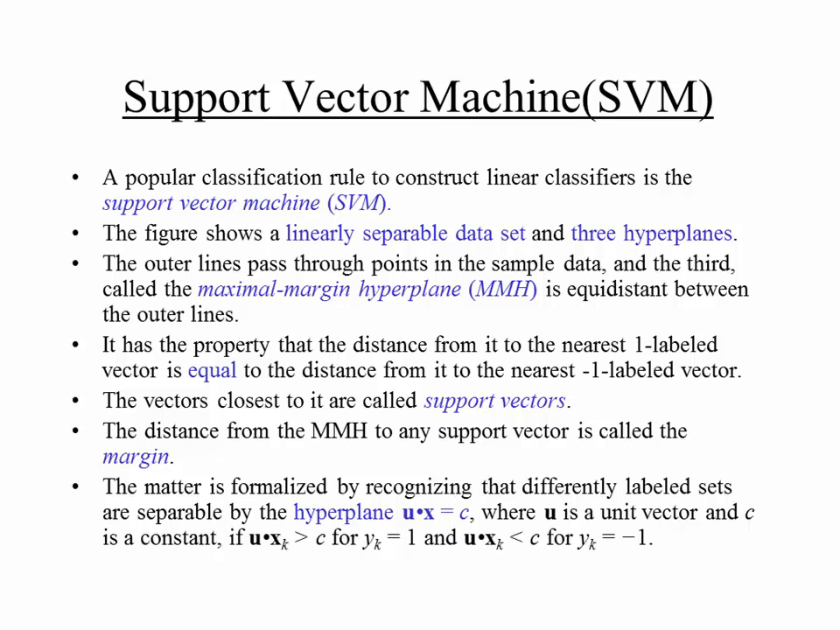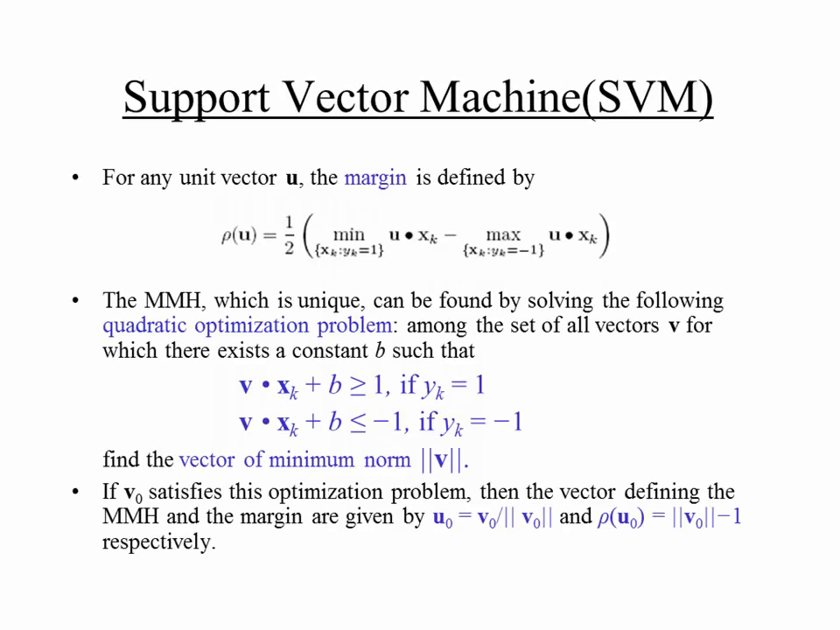So differently labeled sets are separable by the hyperplane u times x equals c, where u is a unit vector and c is a constant, if u times xk is greater than c for yk equal to 1, and u times xk is less than c for yk equal to -1, right? So now what you want to do is find out the smallest value here, okay? That is going to work, right? U times xk is greater than c. If I make sure that the smallest of these is greater than c, then I'm done. Same way here, u times xk is less than c. The largest of these should be less than c, and then I'm done. So the problem becomes the following.